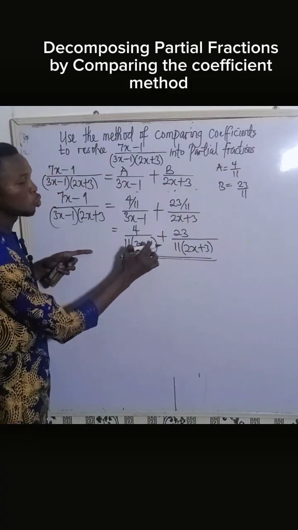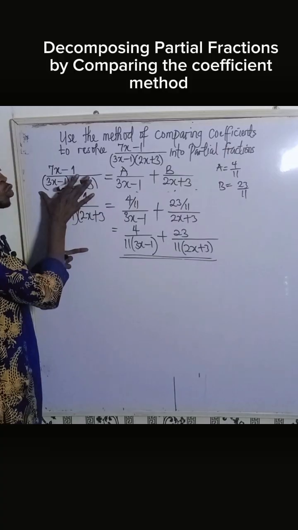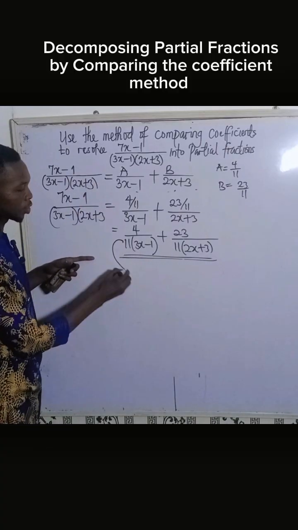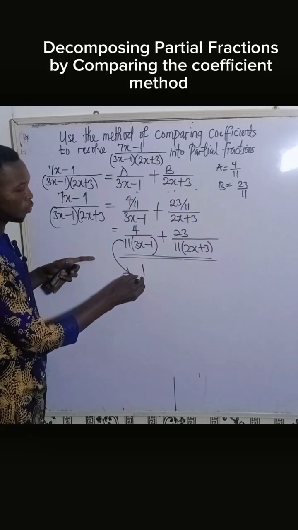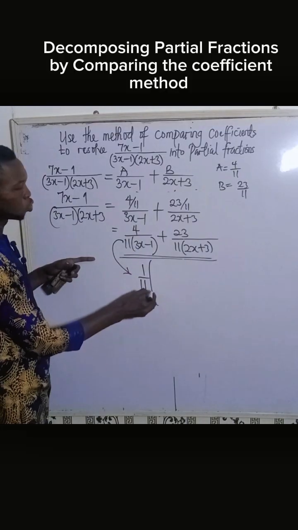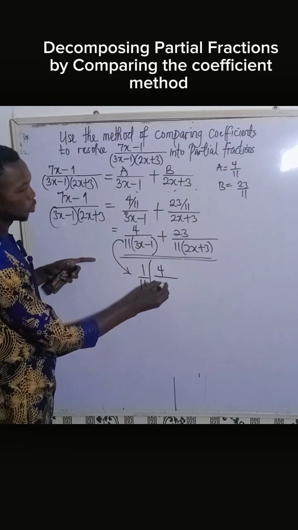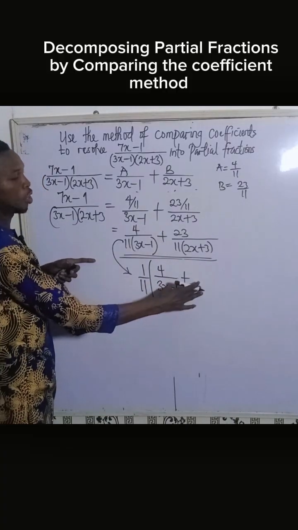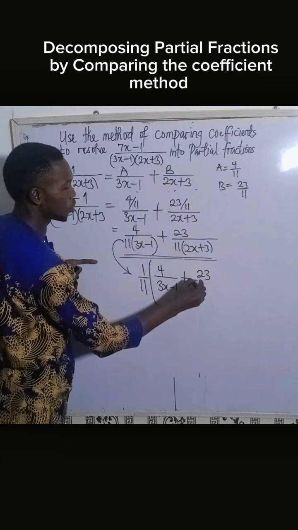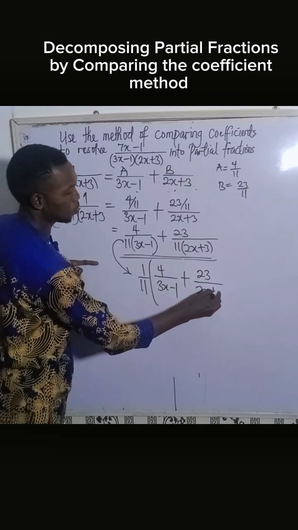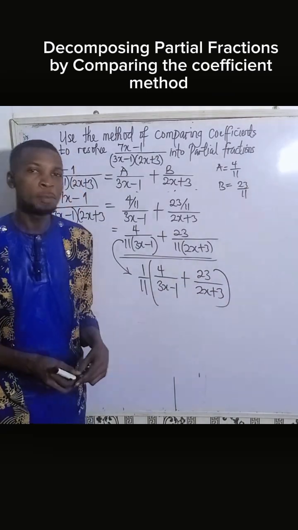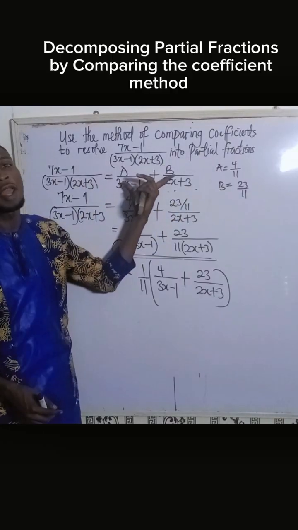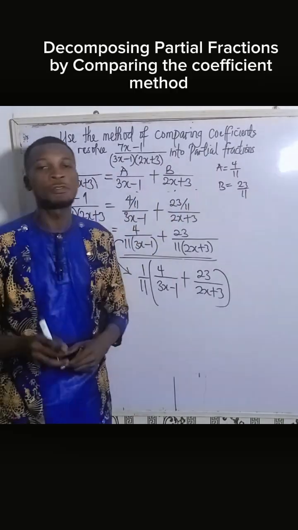So when you combine these two partial fractions together, you still get this compound fraction. Of course, you can also write this answer, if you factorize, as 1 upon 11 into 4 over 3x minus 1 plus 23 over 2x plus 3. If you like, you can just stay here, or you can further write like this. So we have been able to use the comparing coefficient method to express this fraction as partial fractions.